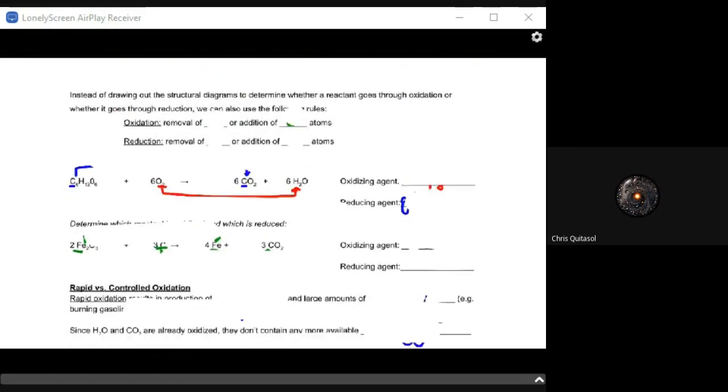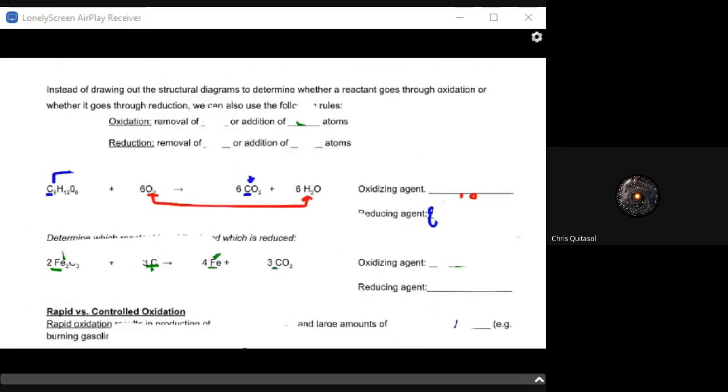So when we think about redox reactions, instead of drawing the entire structural diagram like I did in that previous diagram to determine where a reactant goes, whether it's oxidized, reduced, what have you, we can also follow these rules. Oxidation will always be a removal of hydrogen or an addition of oxygen atoms. Reduction will always be a removal of oxygen or an addition of hydrogen. My hope is that it's a pretty easy and straightforward shorthand way to look at a chemical reaction specific to metabolic processes and say, okay, I can determine what's being oxidized and what's being reduced based on what is being removed or added.